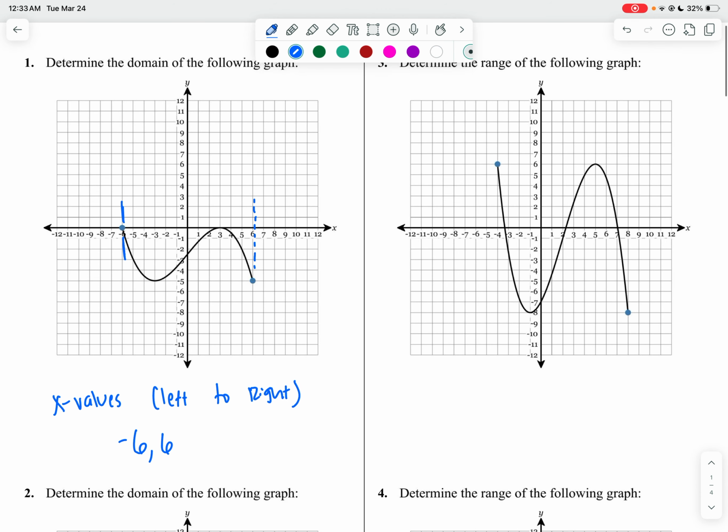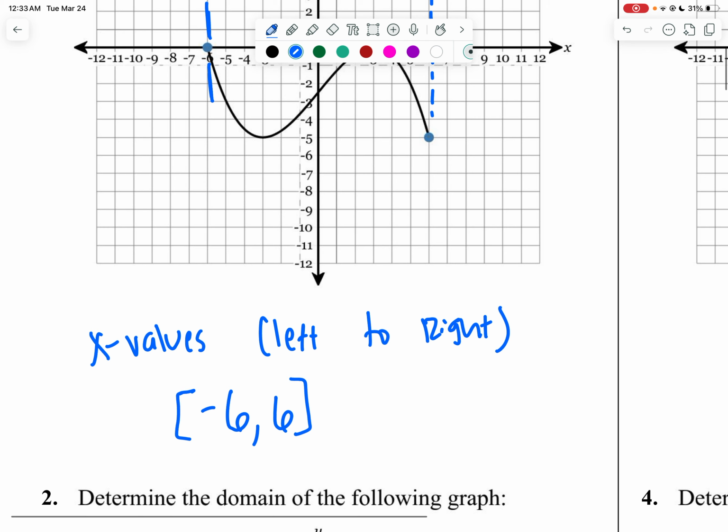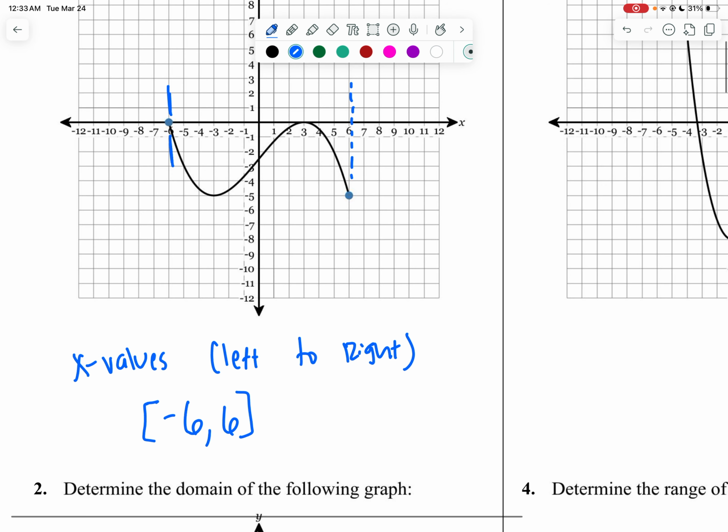Notice how both of them are closed circles. So we have brackets. So that means that our domain for number one is from -6 to +6.